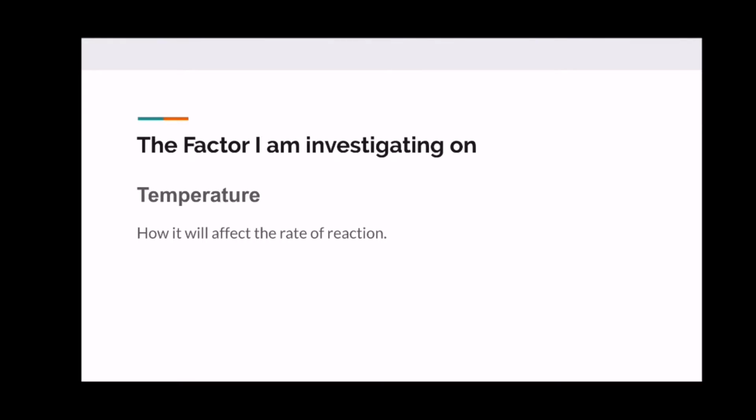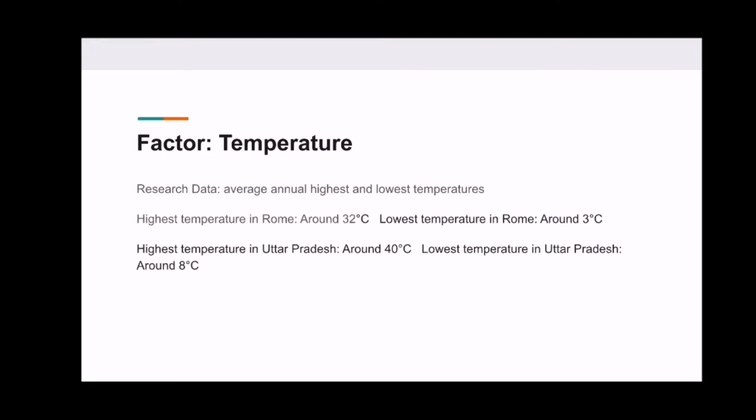Investigating is the temperature in the country. Through my research on the temperature of Uttar Pradesh, India, and Rome, Italy, I decided to use the city's highest and lowest temperature as a gauge to be used in the investigation.